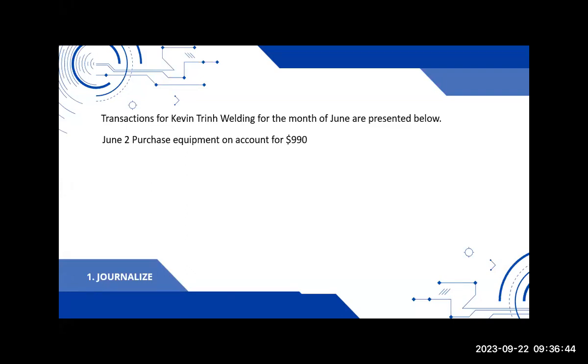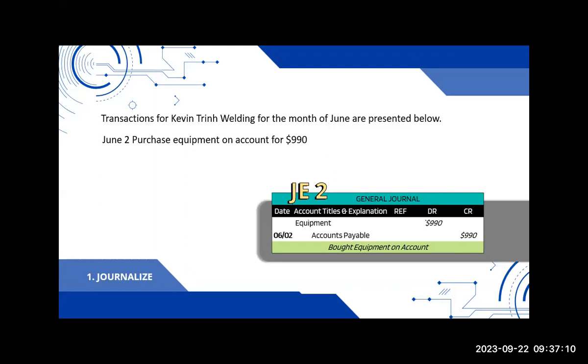So pag may nakita kang bumili siya ng equipment, debit equipment of 990. The next question is, two things lang naman yan: either bumaba cash mo or tumaas accounts payable mo kasi umutang ka. Pero yung keyword dito is on account. Pag may on account, automatic payable. So debit equipment, credit accounts payable, 990. Any questions? Okay.